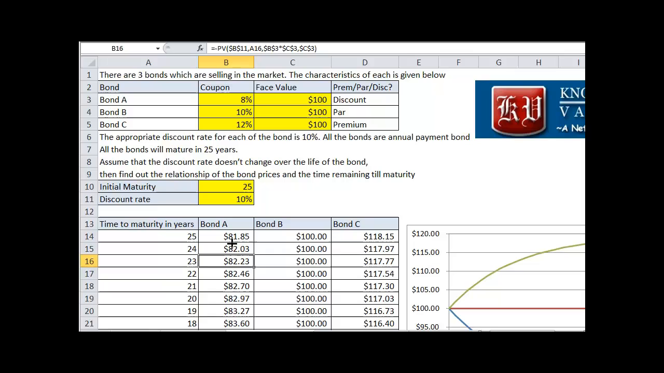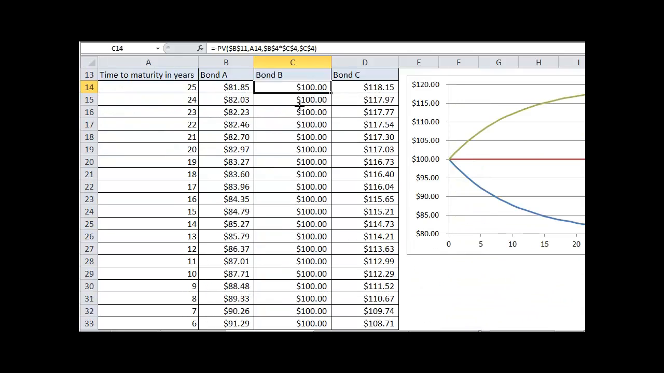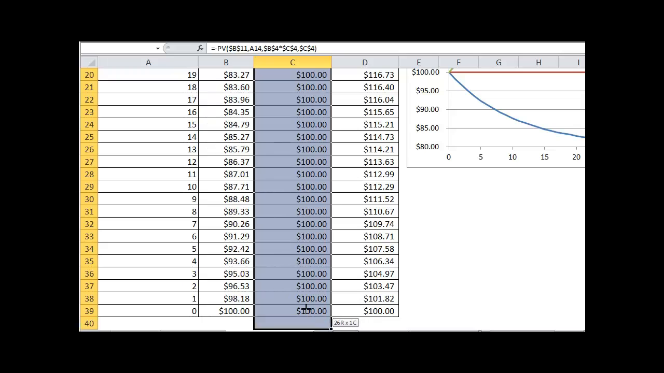When the time to maturity is changed to 24, what you see is that bond A increases in value. Is it surprising? So bond A is increasing in value. When the time to maturity becomes 23, it has again increased. Bond A is the discount bond, so a discount bond will increase in value as time passes. And bond B, if you see, the value remains constant. For the entire period you find that the value has remained constant at 100.